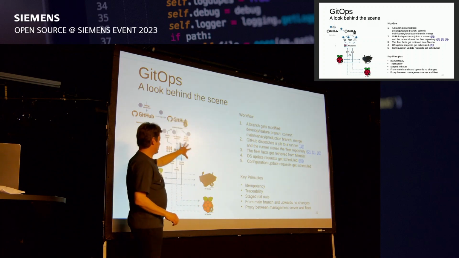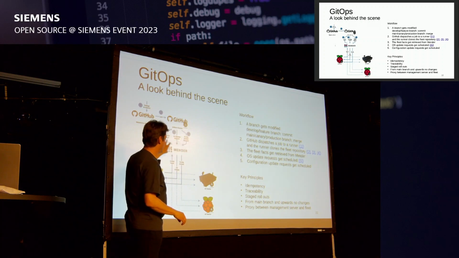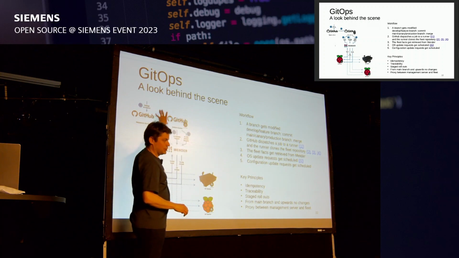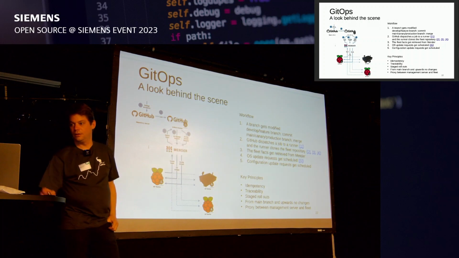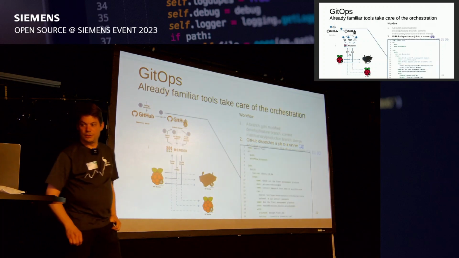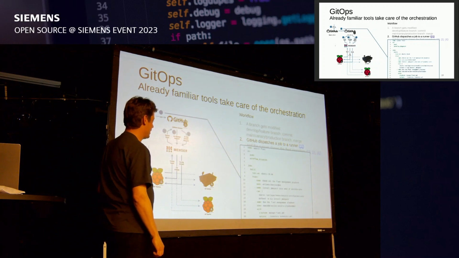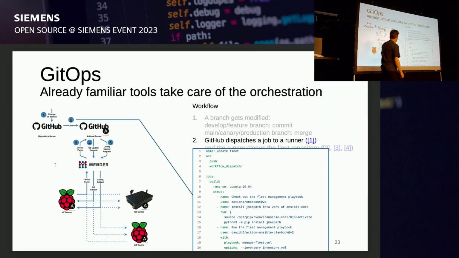And here, Mender is this important, could be something else, but it's the important man in the middle between the fleet and the management. So, already familiar tools take care of the orchestration. Here we have the GitHub Actions job, and the important part is down here. I run an Ansible playbook, and also here the action is already provided by someone else. That's the nice thing about open source, so I don't have to reinvent all the stuff.